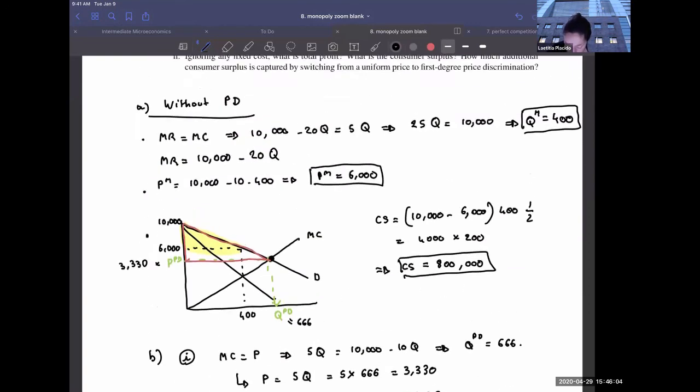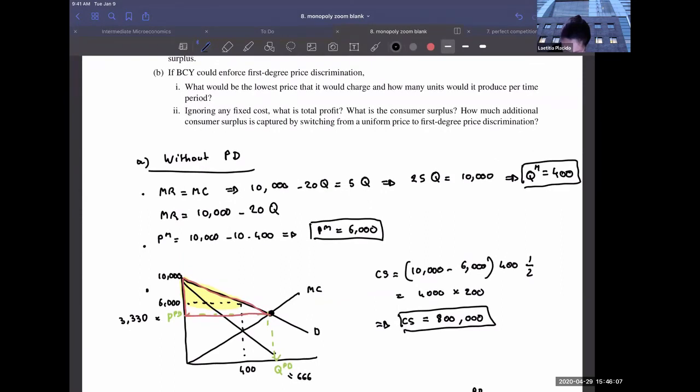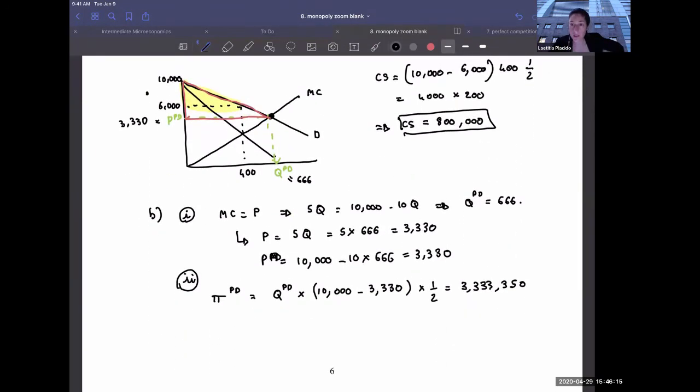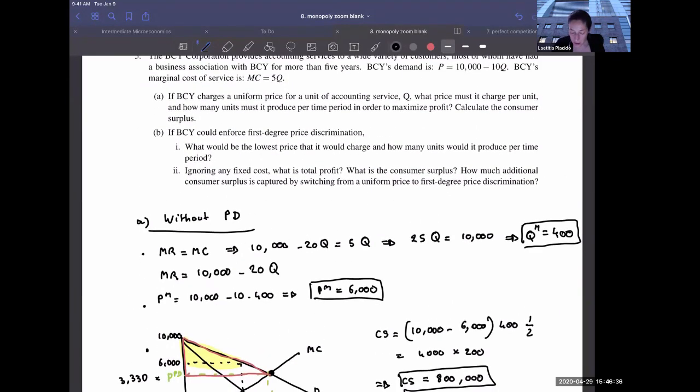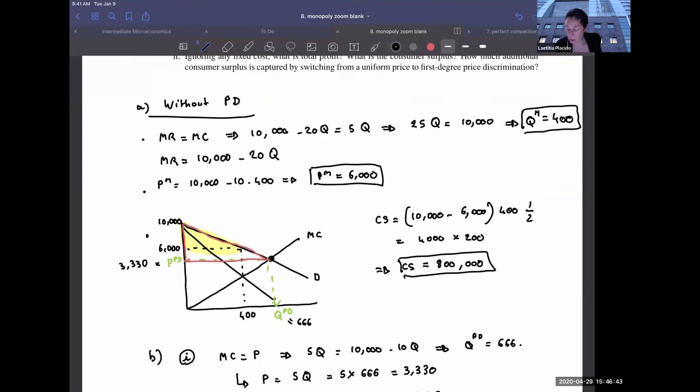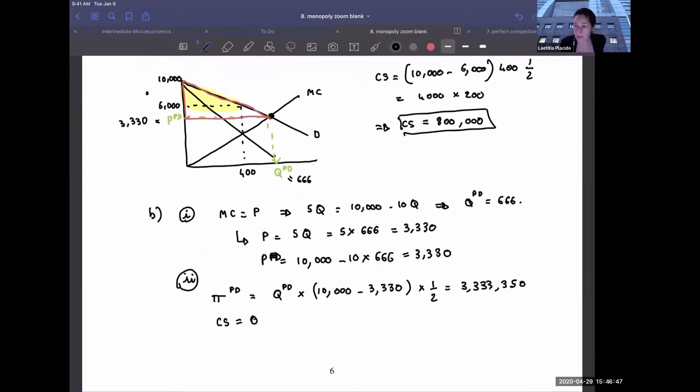So the question asks for total profit and consumer surplus. What is the consumer surplus in that case? Consumer surplus with perfect price discrimination is 0. And how much additional consumer surplus is captured by switching from a uniform price strategy to first-degree price discrimination? Remember, in the first question we calculated the consumer surplus. It was 800K, and now it is 0. So the monopolist has been able to appropriate 800K of consumer surplus.